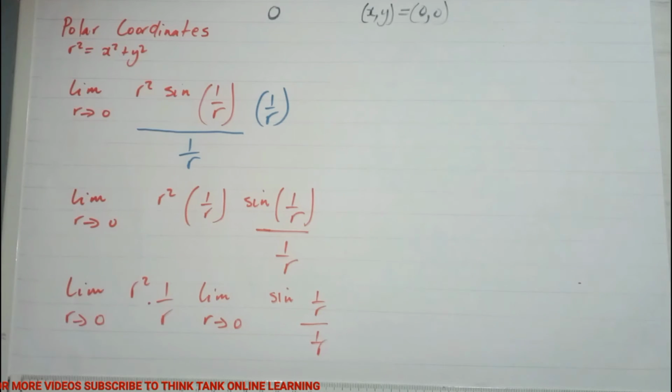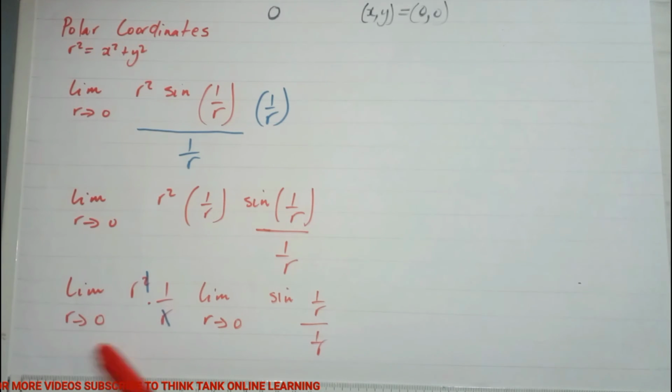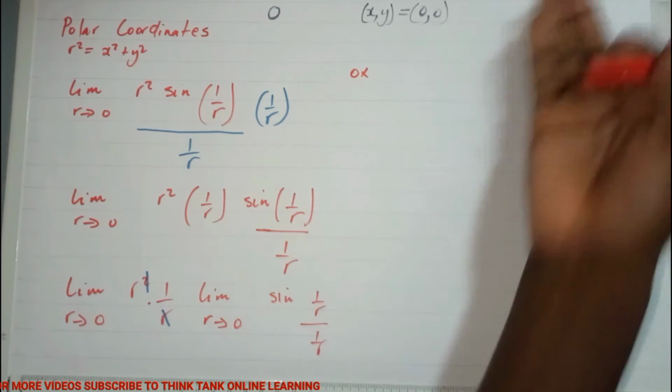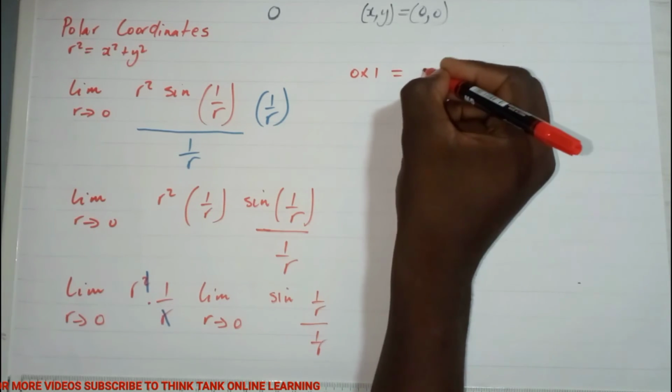What is this? We can just cancel 1 r into r squared. We're going to get r, and the limit here, we're just going to substitute the number. So the limit is going to be 0 times, we say this is 1. So it's going to be 0 times 1. So that means the limit is 0.